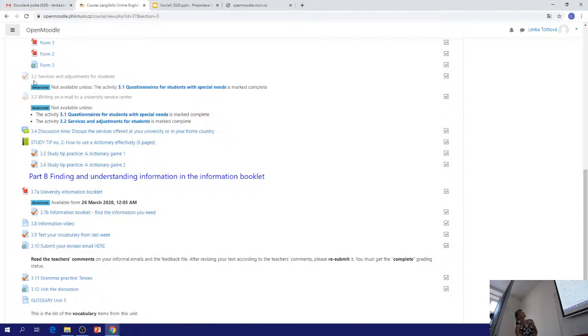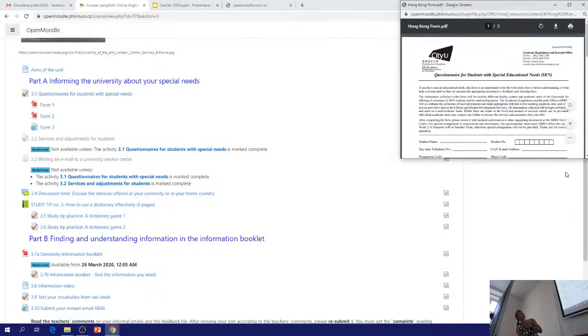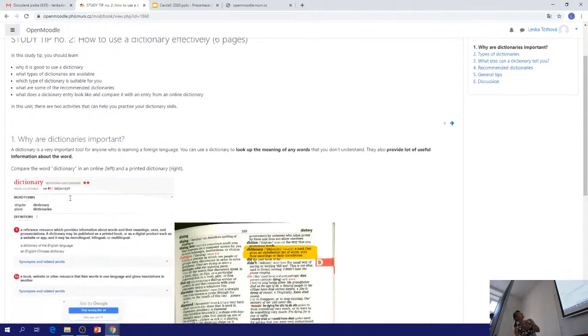So here's the course. We just wanted to show one unit. This is the input. It's some kind of an authentic material, right? It's a questionnaire that's sent to the students, special needs students from Hong Kong University or something. Here are some vocab exercises. Then there's the discussion, and here's the study tip, for example, where this is the dictionary, the very basic study tip.